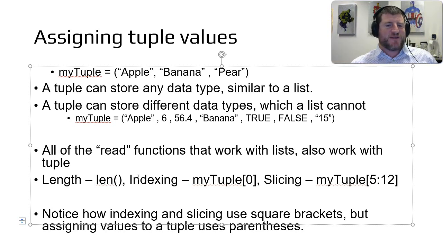But when you get down to indexing and slicing, you're still using the square brackets because that's how those particular functions work. They're designed maybe more for a list, but with the idea that they still work with tuples. So even though the tuple is defined by parentheses, when you're indexing or slicing, you're using the square brackets.